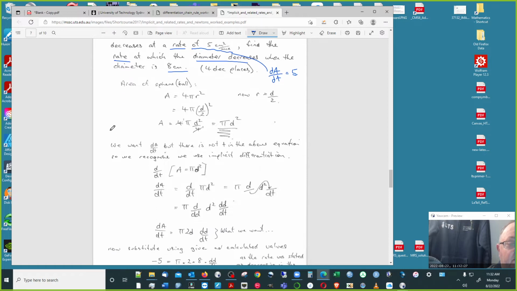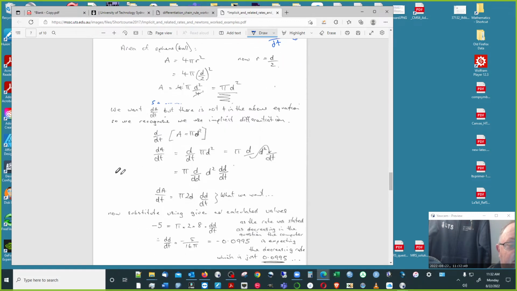So the area of a sphere, and so we go ahead and do all of that, and you get it in terms of diameter. We want dA/dt. We've got the number for dA/dt. We know that's 5, but we want the rest of it. So how do we differentiate with respect to t for that one? Well, the answer is implicit, and invoke chain rule.